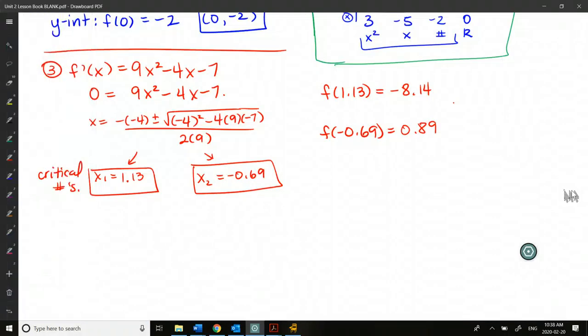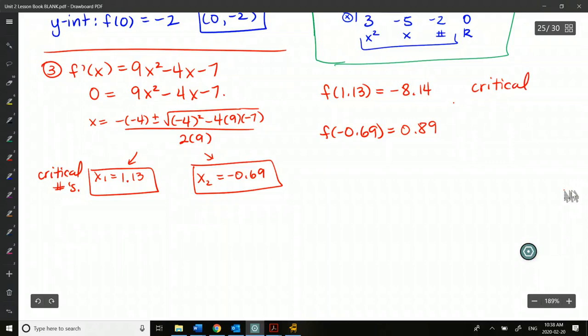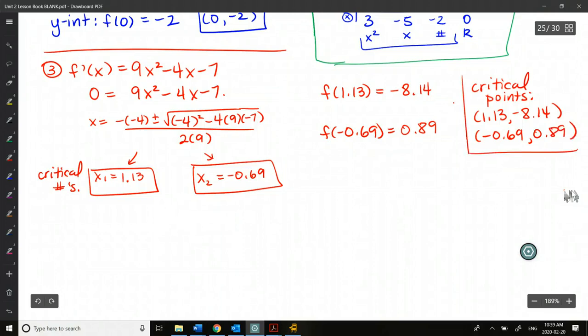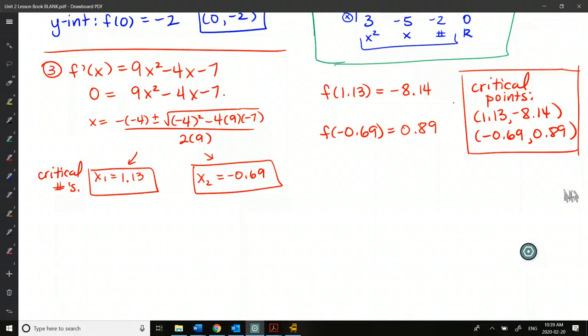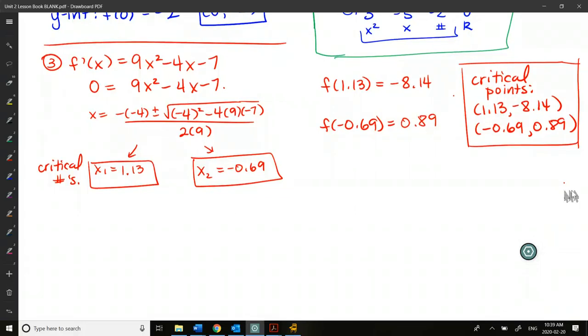Okay, so our critical points are 1.13, negative 8.14, and negative 0.69, 0.89. Box those up. We're going to need those later. Okay, so we found our critical points.